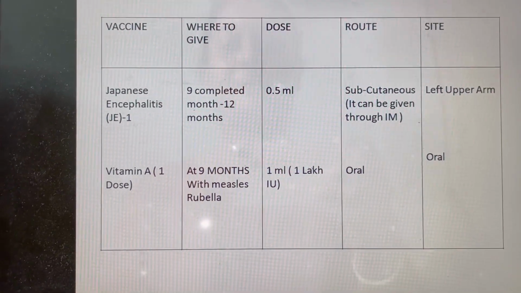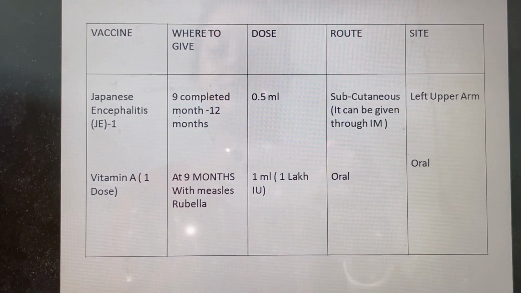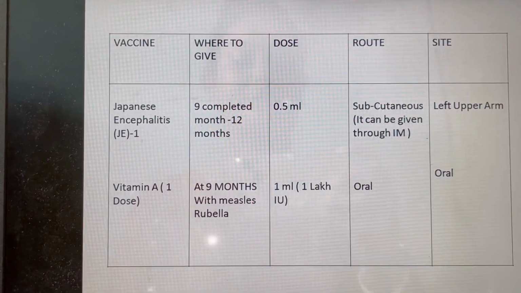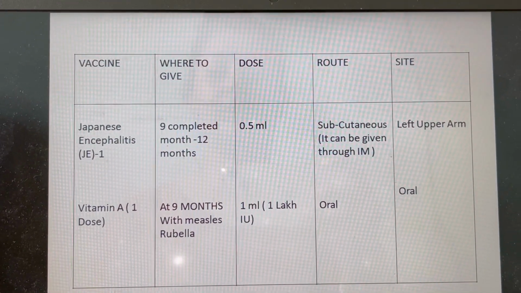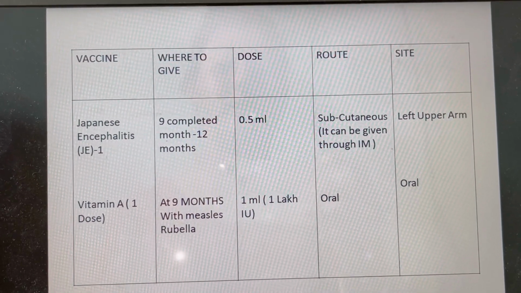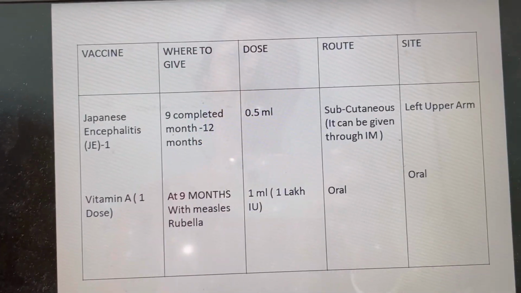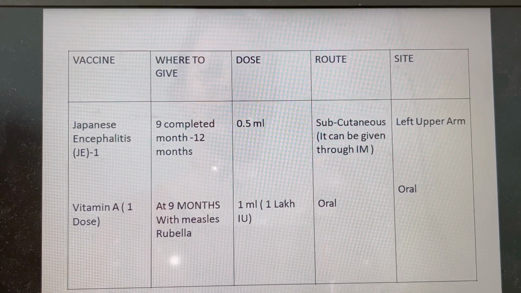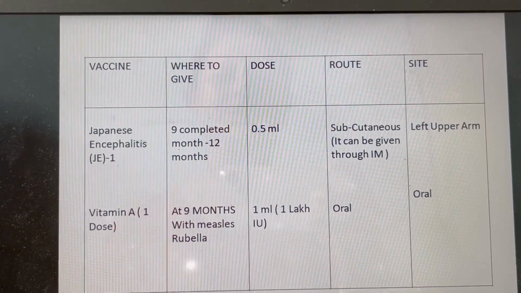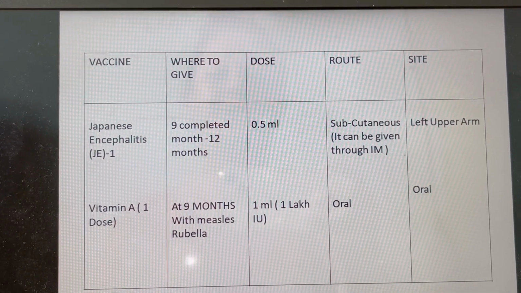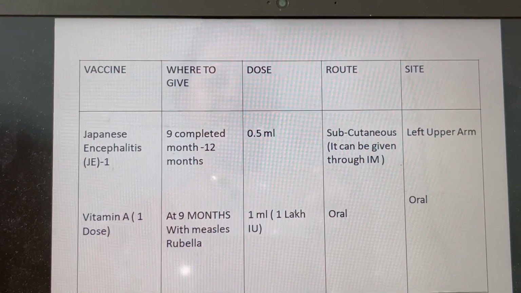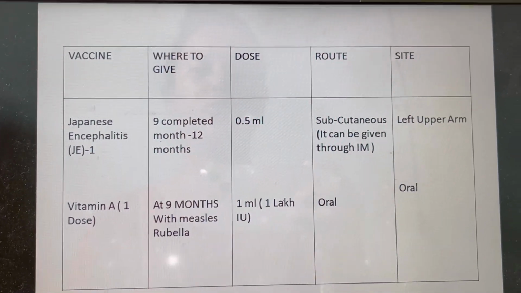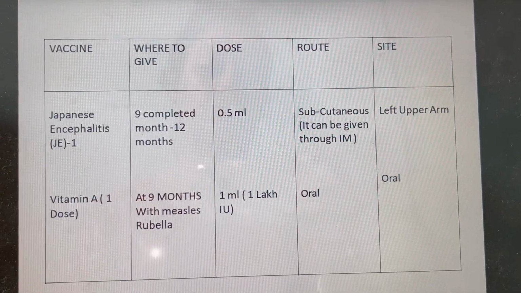The next is vitamin A first dose. It is given at 9 months with measles rubella. At 9 months, with measles rubella, vitamin A is given, that also the first dose. And if someone asks you what is the dose of vitamin A, you have to say that 1 lakh international unit. 1 lakh international unit, that means 1 ml of vitamin A is given. Route oral and site is also oral.